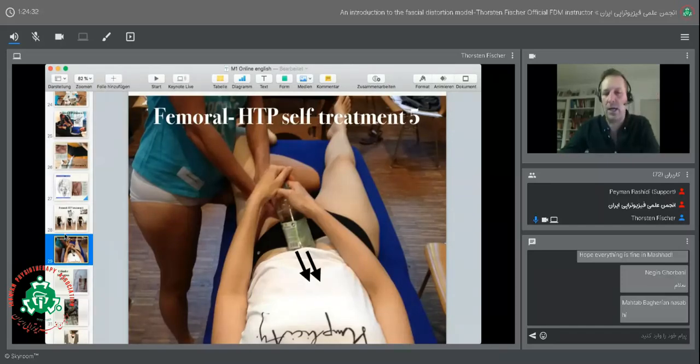Yeah, I let the other hip extended, but you can also flex it if you want to. But I mostly extend it. I like it with one leg flexed, and then I just push.